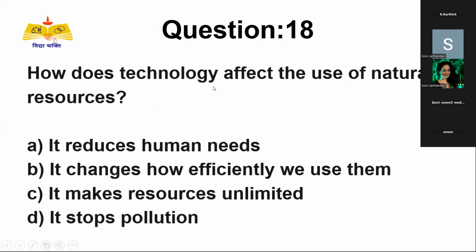How does technology affect the use of natural resources? It reduces human needs. It changes how efficiently we use them. It makes resources unlimited. It stops pollution. All right. Shall we go to the question number 19? Read your questions, understand, and then answer.